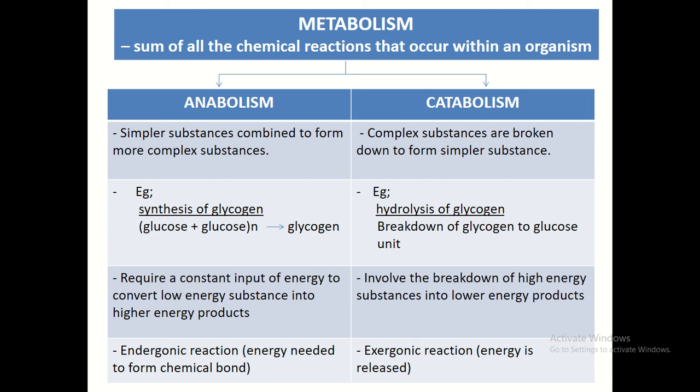Meanwhile, catabolism is a type of metabolism that breaks down the complex substances into simpler substances. So, for an example, the hydrolysis of glycogen from polysaccharide, they break down into the very simple substance, which is referred to the monosaccharide. In this case, it is referred to the glucose unit.